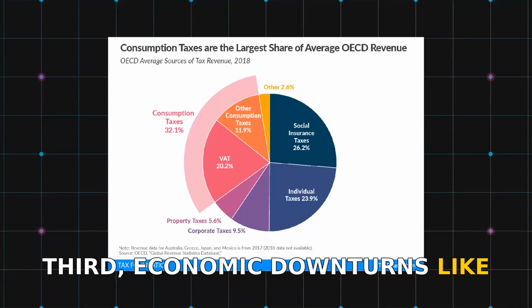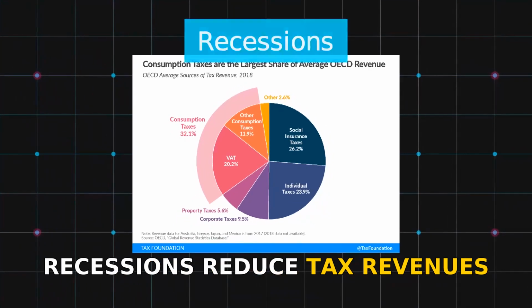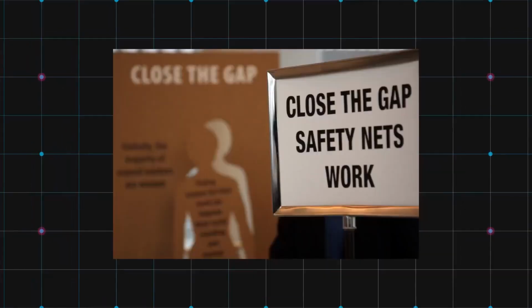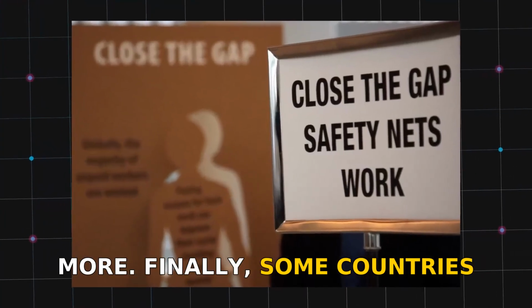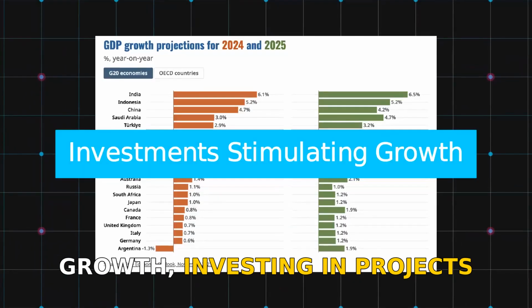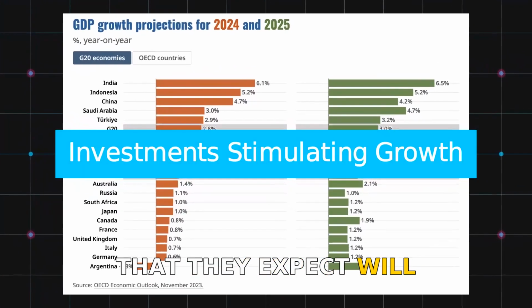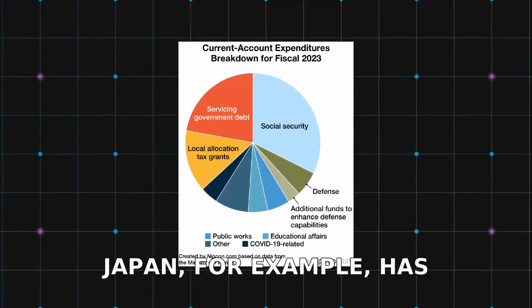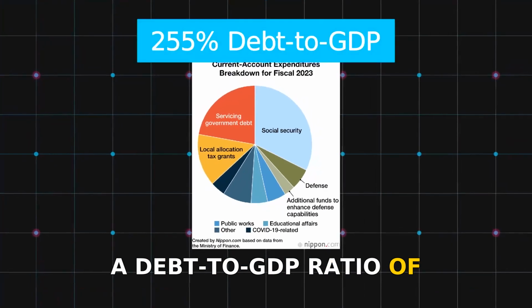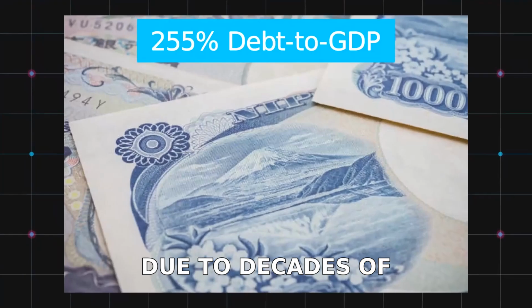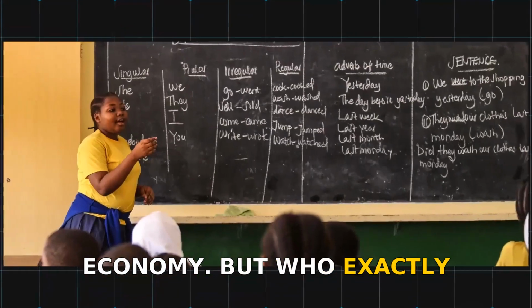Third, economic downturns like recessions reduce tax revenues while increasing the need for social safety nets, pushing governments to borrow more. Finally, some countries borrow to stimulate economic growth, investing in projects that they expect will generate future revenue. Japan, for example, has a debt-to-GDP ratio of over 255%, largely due to decades of borrowing to boost its economy.